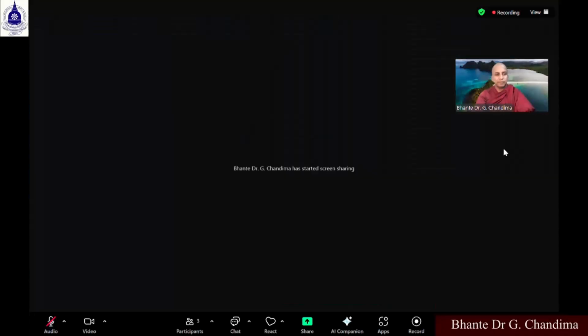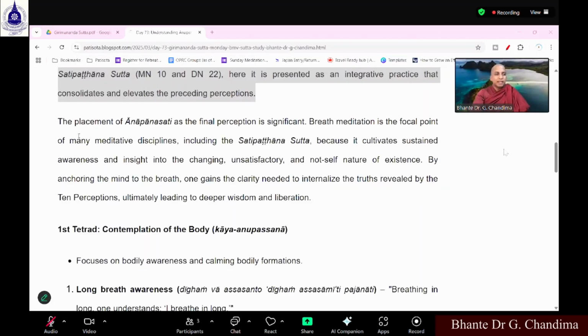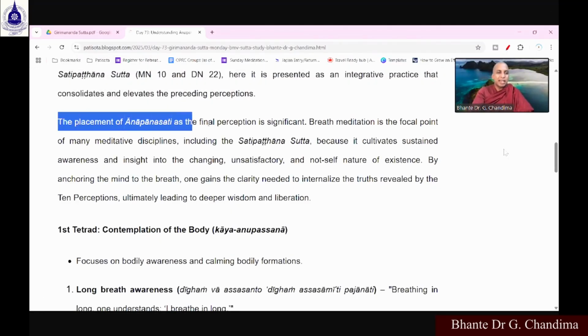But Girimananda Sutta and Anapanasati Sutta talk about breath in a very deep, very serious way, giving us 16 steps, which we see here in a moment of time. And the placement of Anapanasati as the final perception, although Anapanasati does not say as a perception, but it is the perception as the final perception.